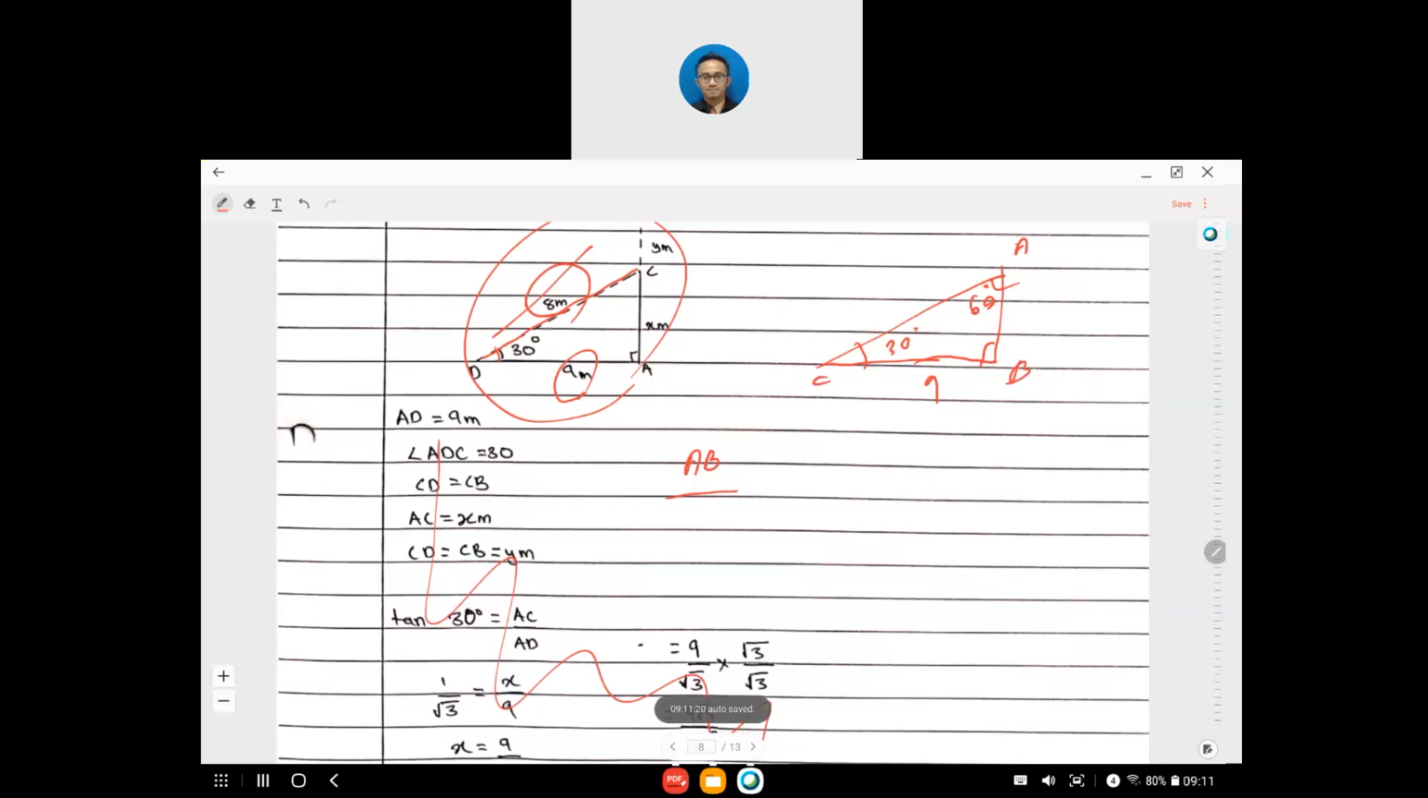AB equals sine 30 degrees equals 9 over sine 60. So you can get the value of AB when you solve this one. So AB equals 9 over 3. Okay, AB.